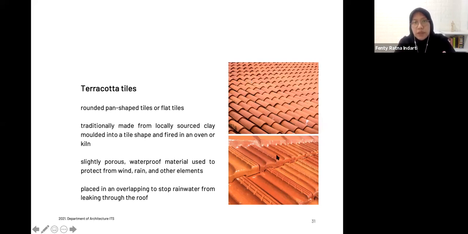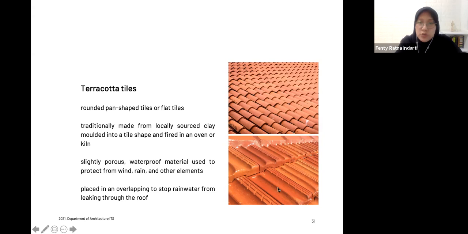So this one is the flat tiles. This is the rounded pan one. If you try to use, what is that? Oh yeah, SketchUp, I believe that you find this texture as well, the rounded pan shape tiles. Those are the tiles that are used for a particular surface in SketchUp, but you can actually see them in real life.